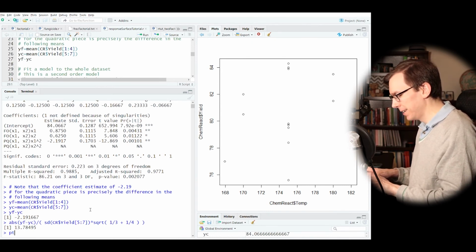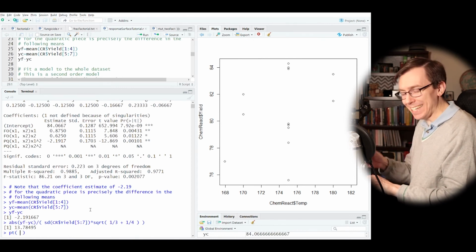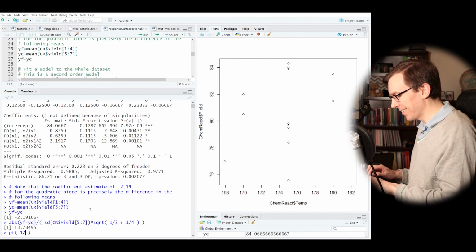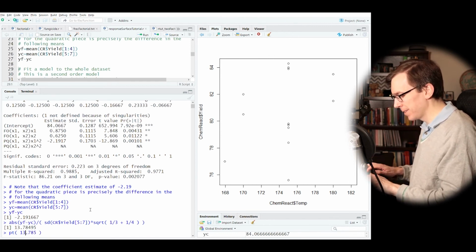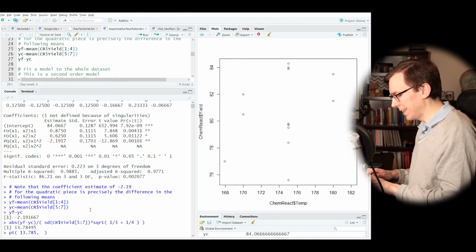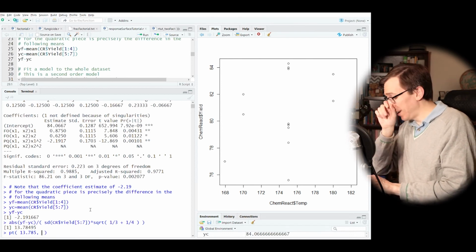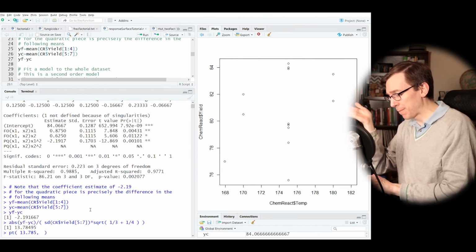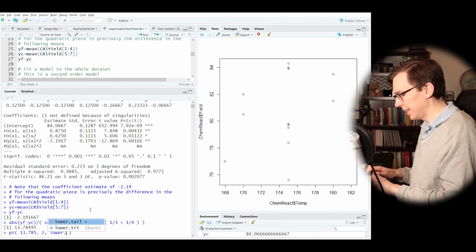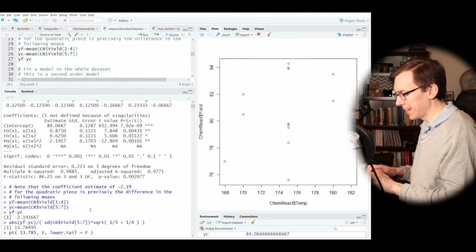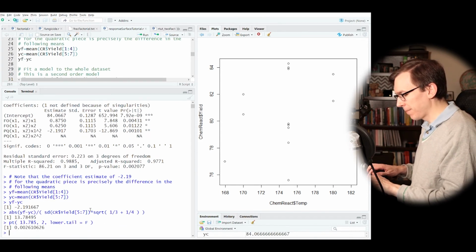And if we use the t distribution with 13.785, that is, and then we tell it how many degrees of freedom. Well, we need nC, the number of center points, minus 1, which would be 2. 3 minus 1 is 2. And I also need to tell it to do the upper tail, so I say lower tail is false. And we get a p-value of 0.0026.